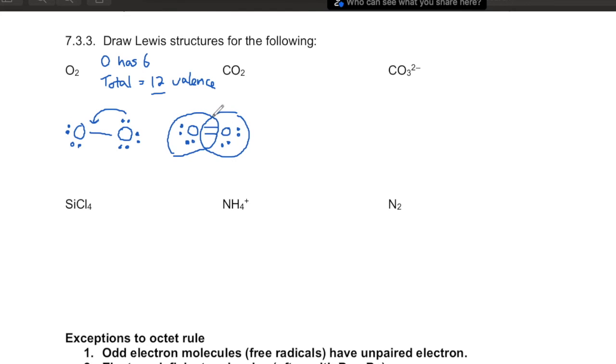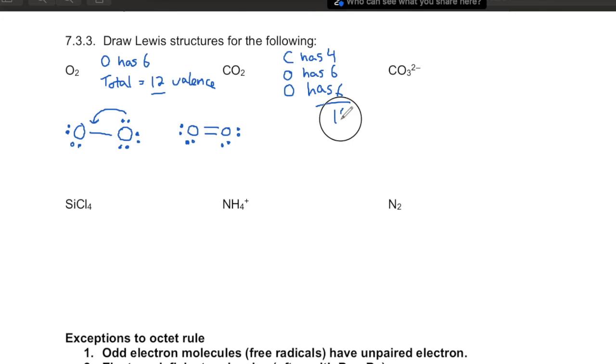2, 4, 6, 8. So this is a good Lewis structure. So for CO2, we have carbon with 4, oxygen with 6, and the other oxygen with 6 valence electrons. So we're going to need 16 valence electrons total.